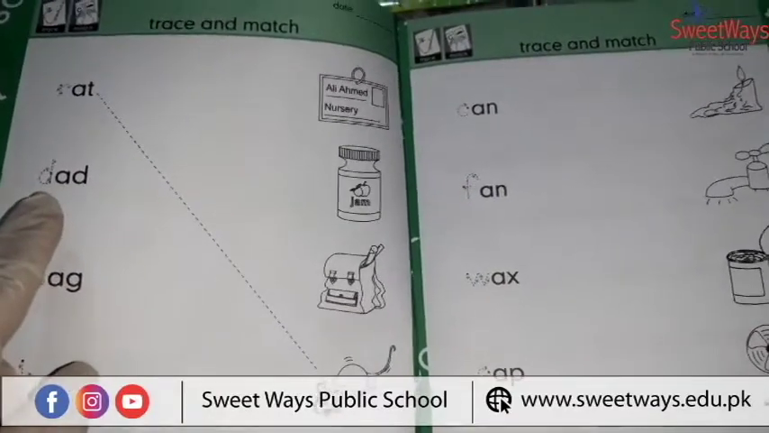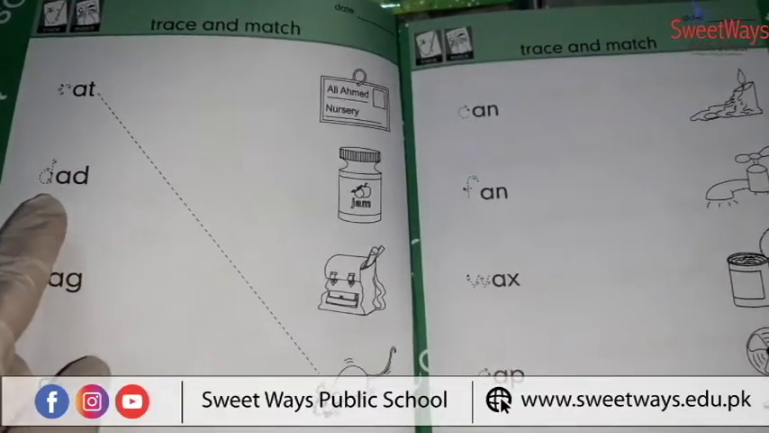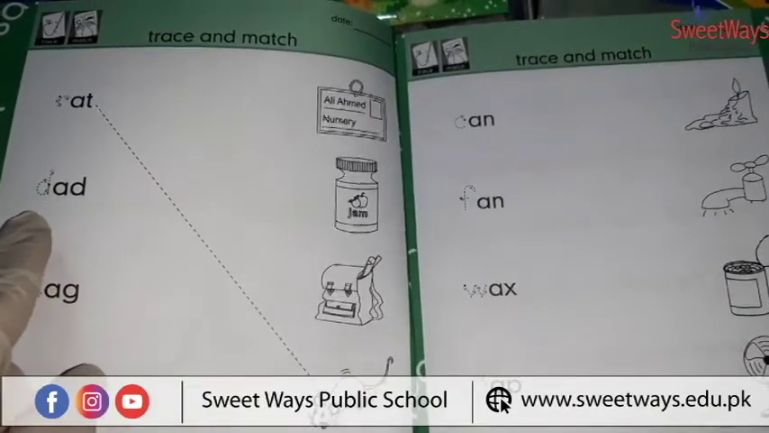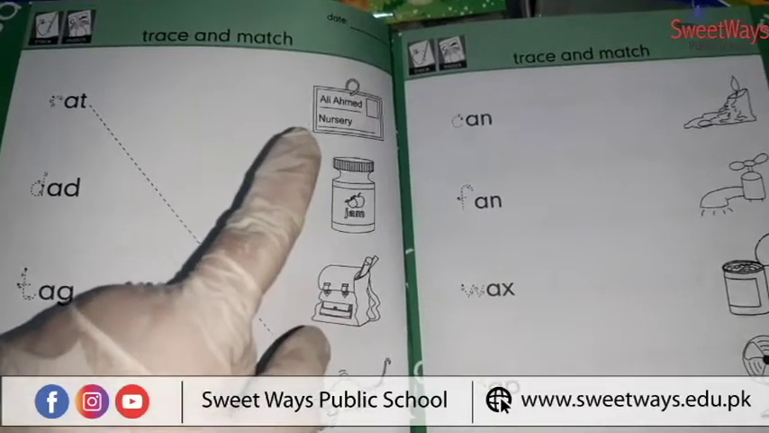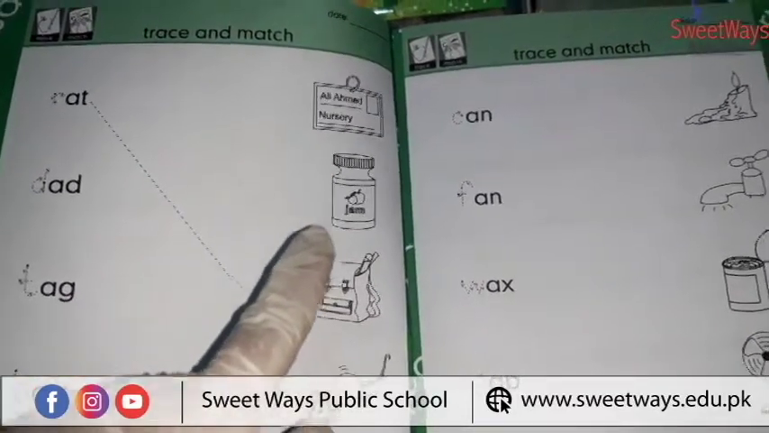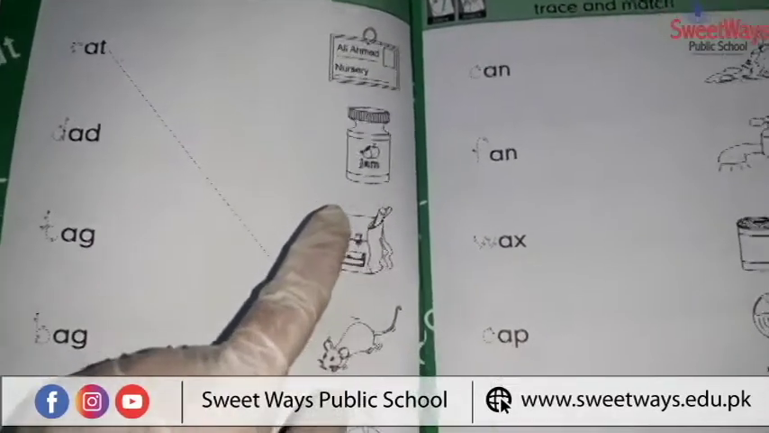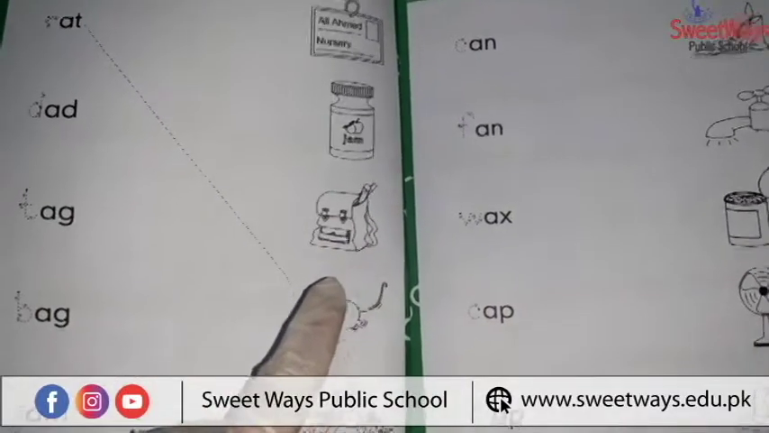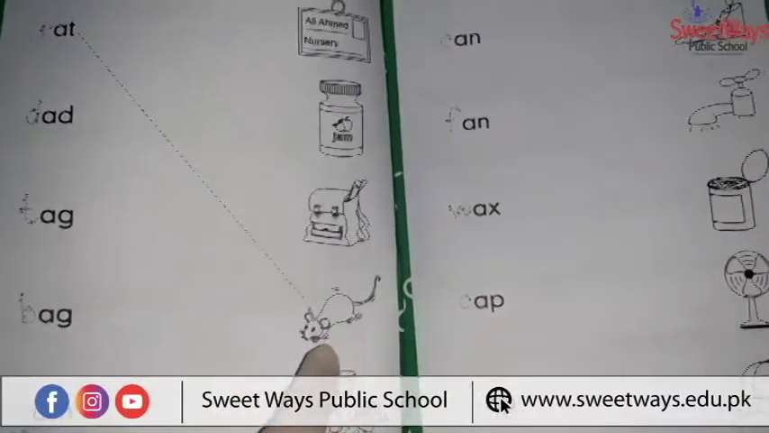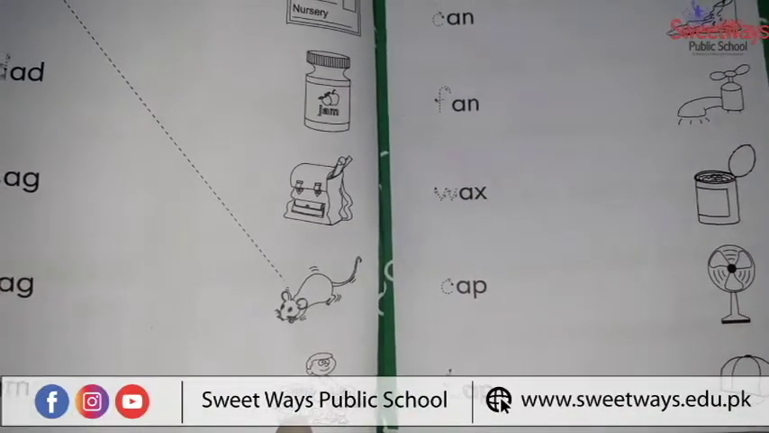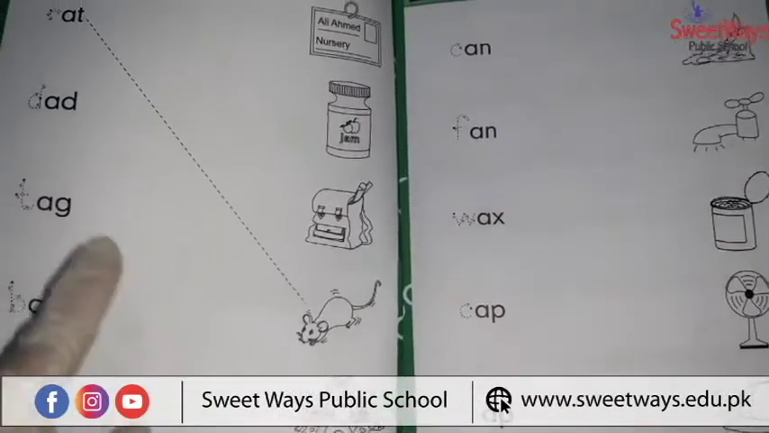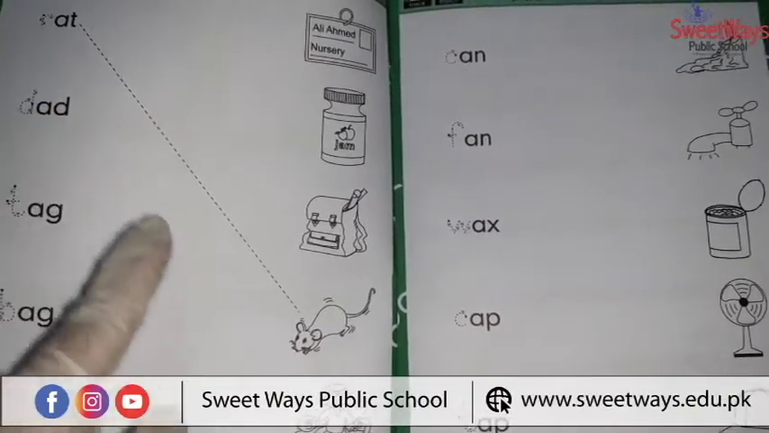This is the name of dad. Now find out the picture of dad. Is it dad? No. Is it dad? No. Is it dad? No. Is it dad? No. Is it dad? Yes, this is the picture of dad. Now match the name of dad with its picture.